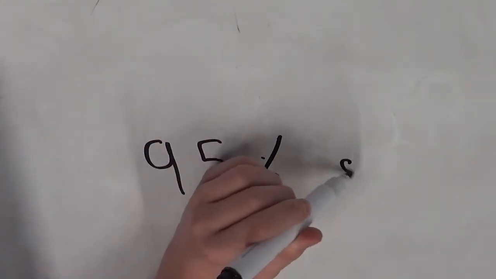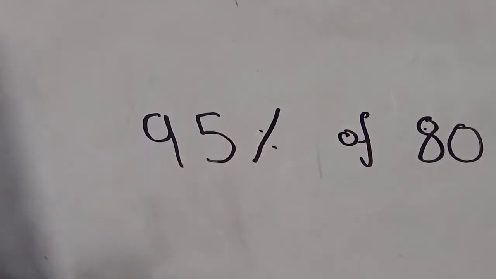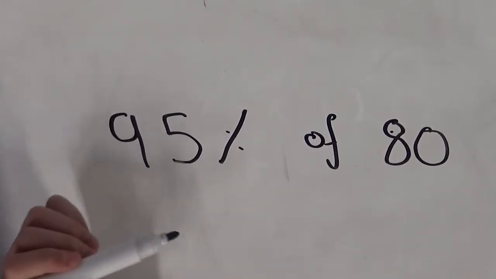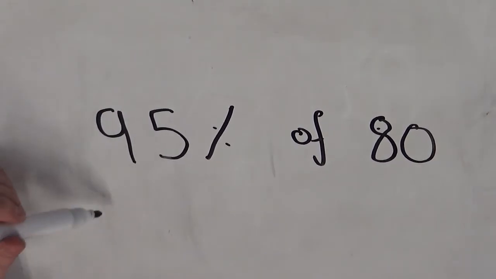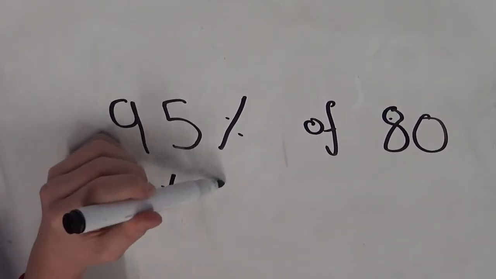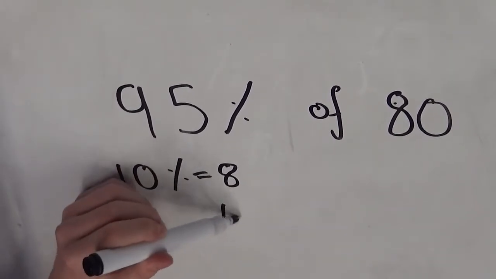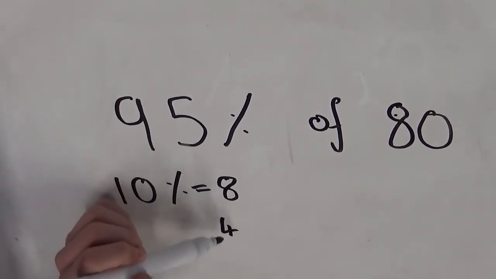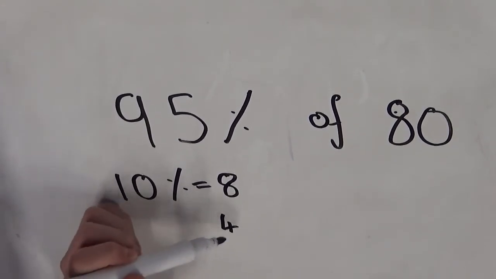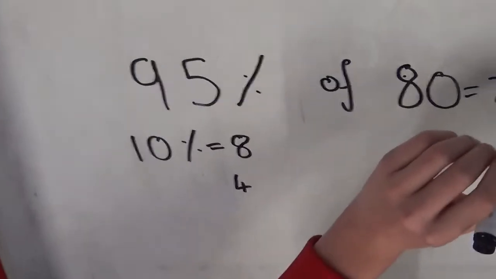95% of 80. As you can see, we're only 5% off from 100%. So, I find 10%, which is 8, and then half it, which is 4. This is 5%. So all I have to do is 4 take away from 80. This would be 76.